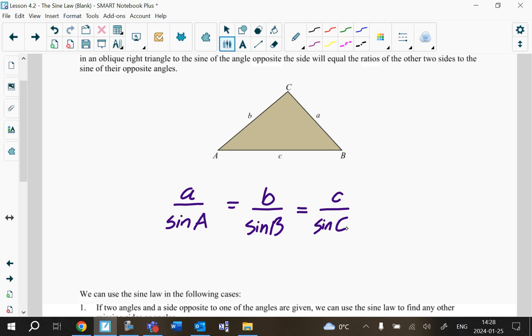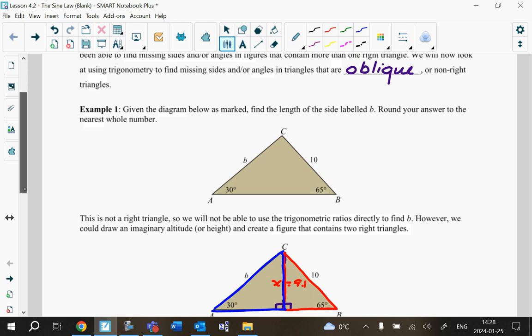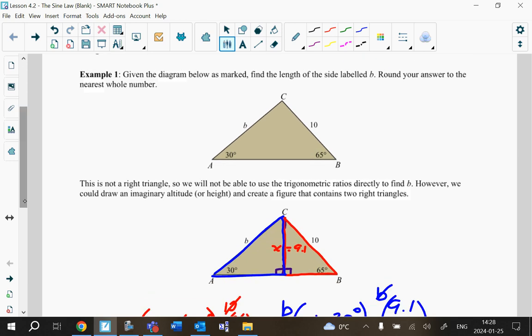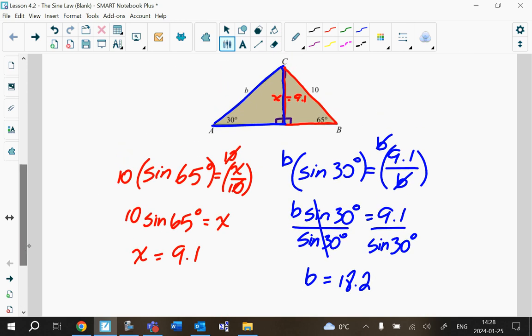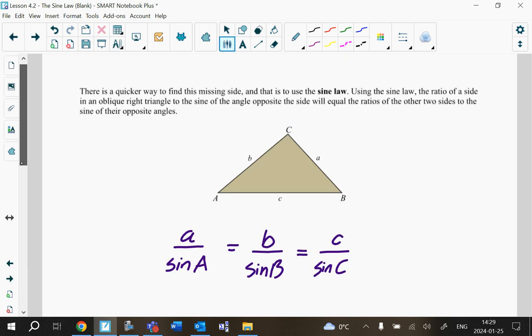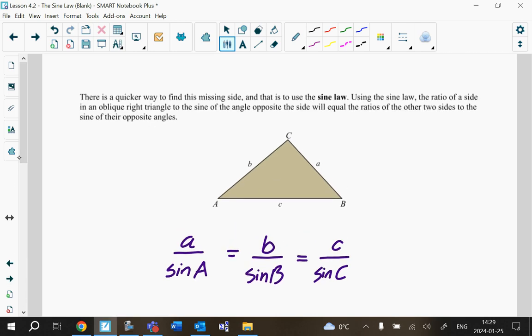And you could actually see that on the previous example. If you did 10 divided by the sine of 30, and then if you did 18.2 divided by the sine of 65, they're going to equal the same thing. That is called the sine law. That is the formula for the sine law.